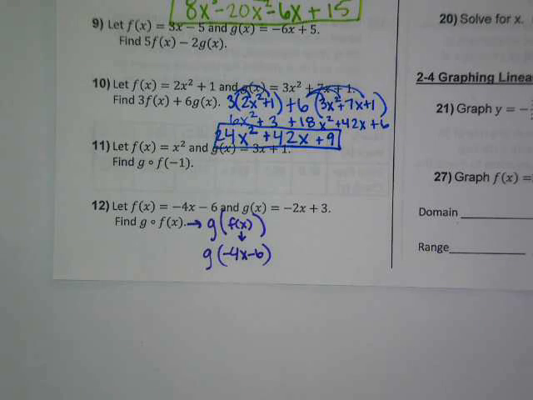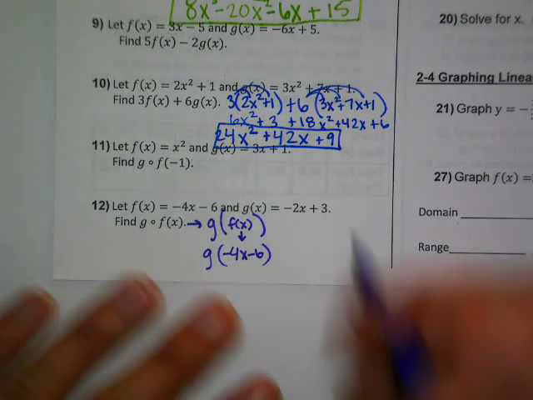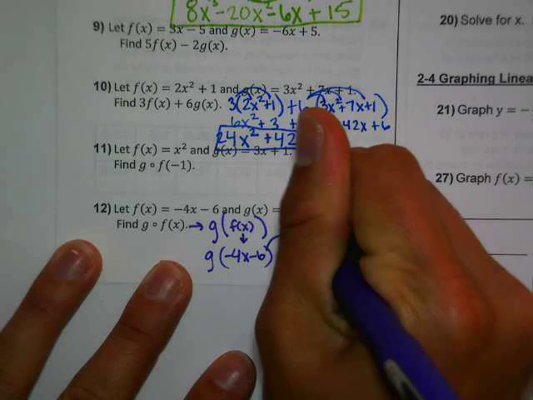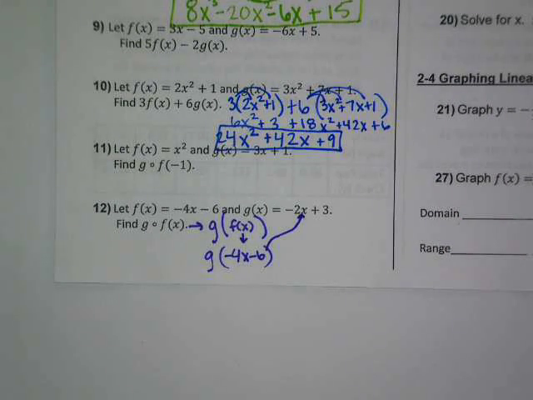Think about football and basketball or whatever sport you sub in. When you sub somebody in, the other player goes out, right? So when we are subbing this in, the x comes out. So don't leave the x in there because you're subbing something in for it. So we're going to put negative 4x minus 6 in place of that x.